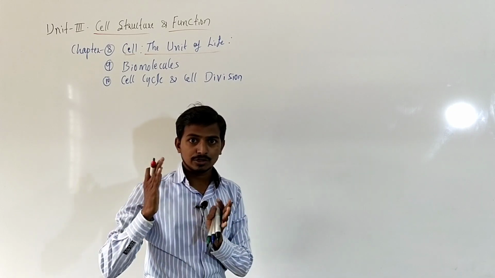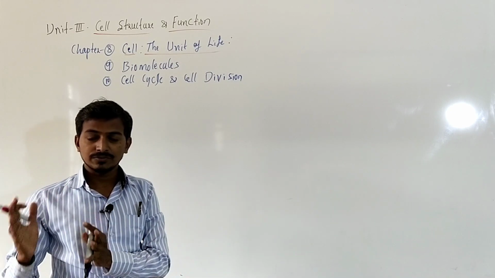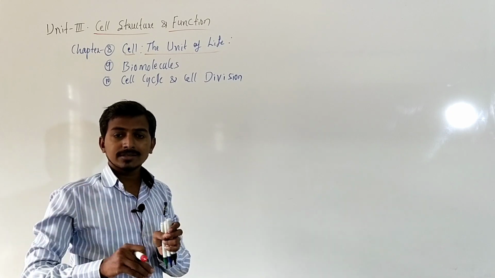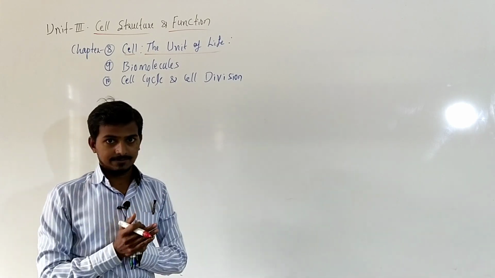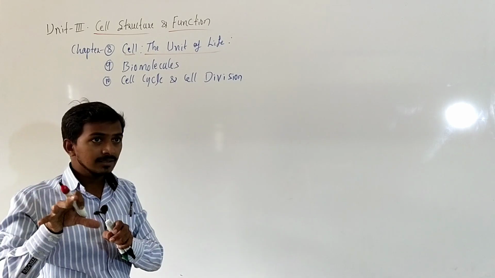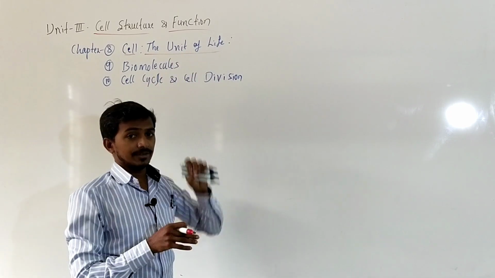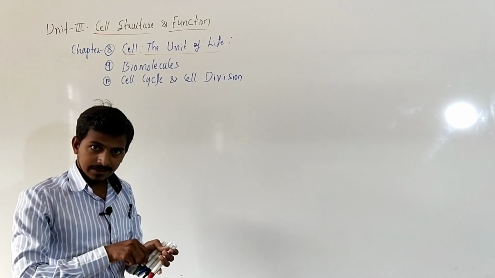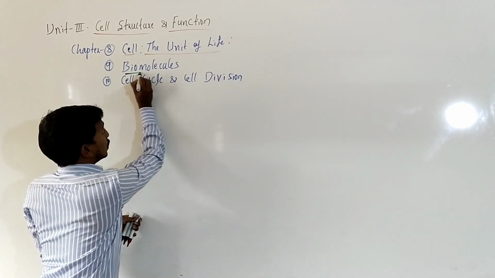What is the structure of cell? What are the components of the cell? What is the function of the cell? And what are those chemicals present in the cell? That we will discuss in the chapter cell, the unit of life. In the subsequent chapter, the next chapter, we will discuss about the biomolecules.